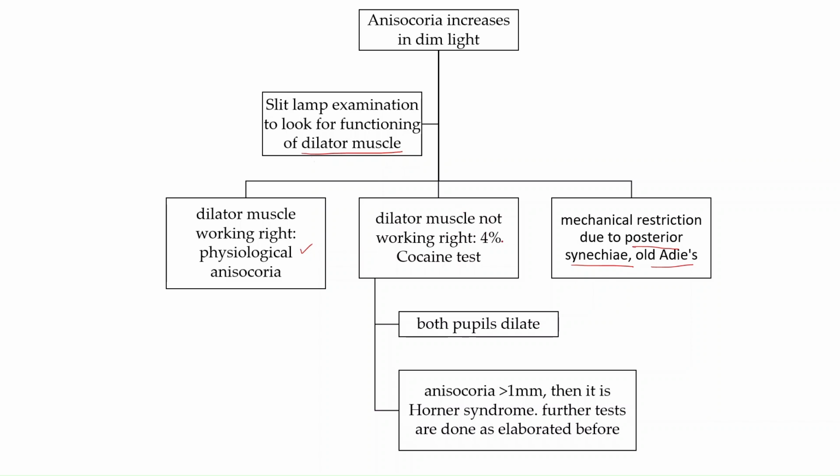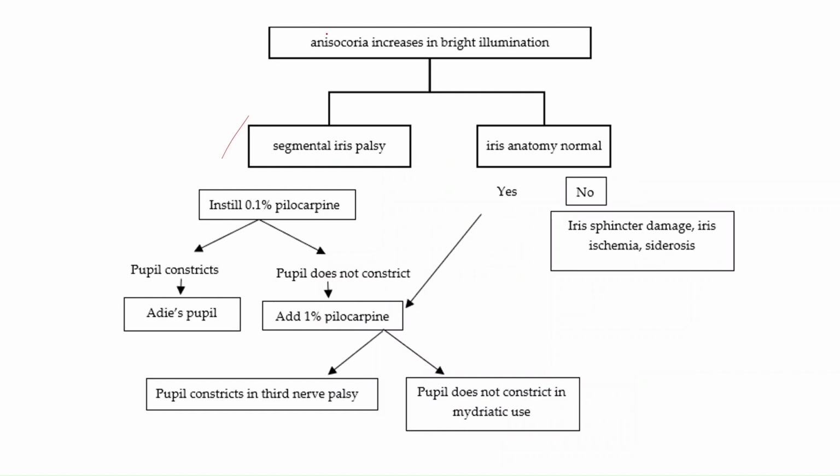In other cases, you instill 4% topical cocaine, and this is a test for Horner syndrome. Again, if both pupils are dilating, you are still thinking of physiological anisocoria. If one pupil does not dilate, the pupil which is not dilating is the culprit, and we are most probably dealing with Horner syndrome. Now, anisocoria which is worsening in bright illumination means the pupil which is supposed to constrict is not constricting.